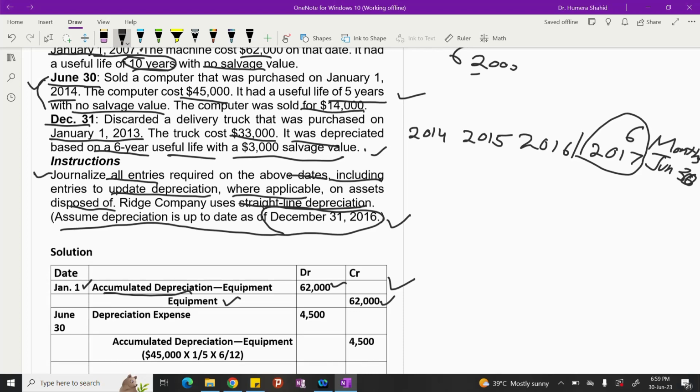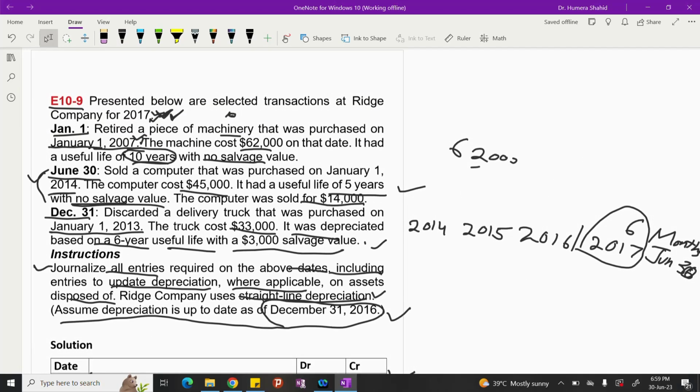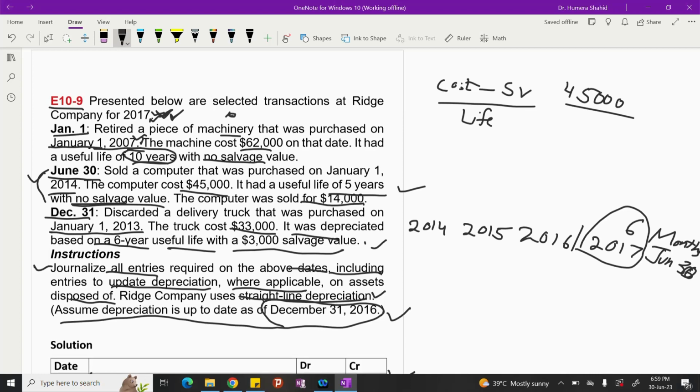In order to calculate 6 months depreciation, we should know the annual depreciation. This company uses the straight line method, and for this computer there is no salvage value. So what's the formula for straight line depreciation? The straight line depreciation formula is cost minus salvage value divided by useful life in years, right? So cost for this computer is $45,000, and the useful life for this computer is 5 years. So annual depreciation comes up to 9,000, right?